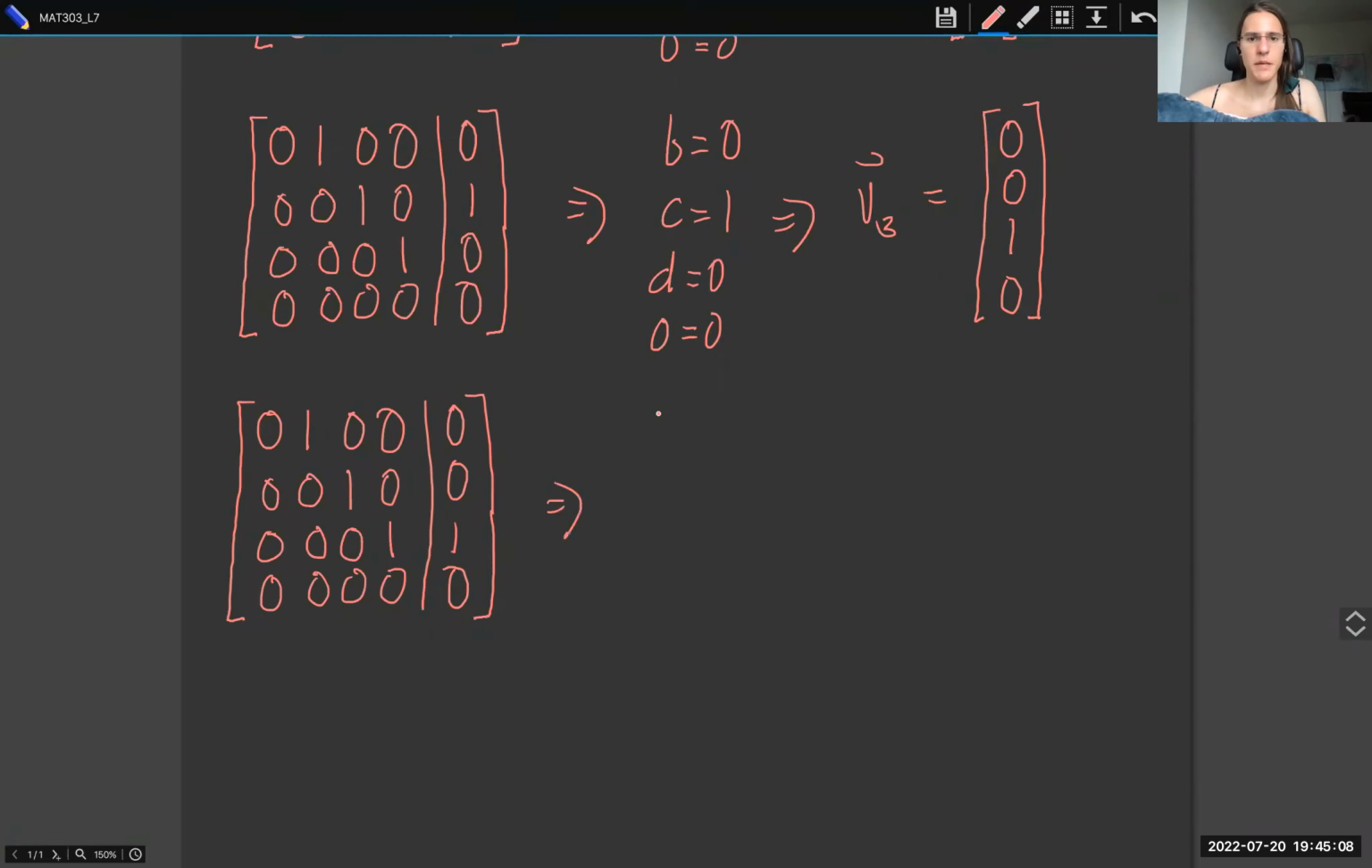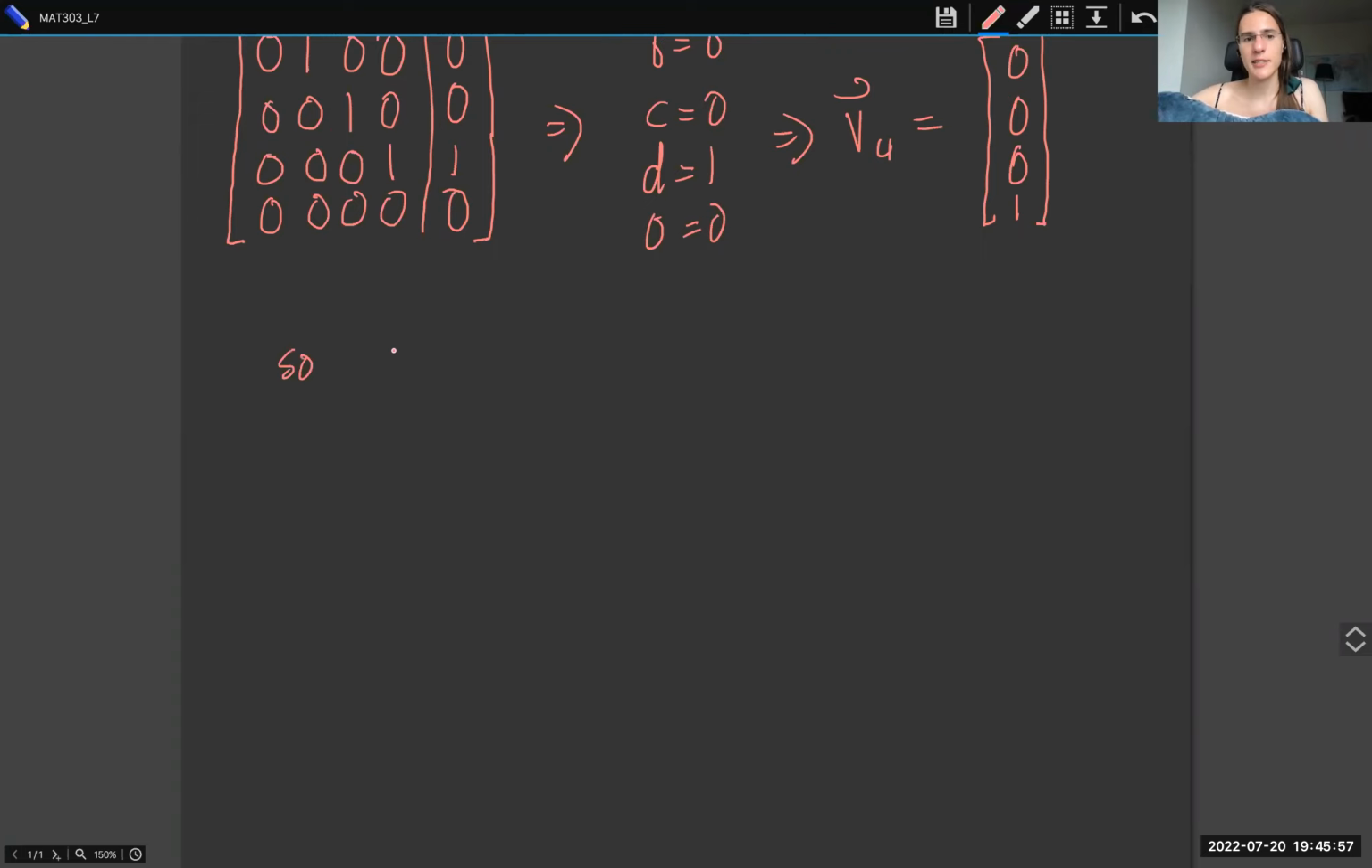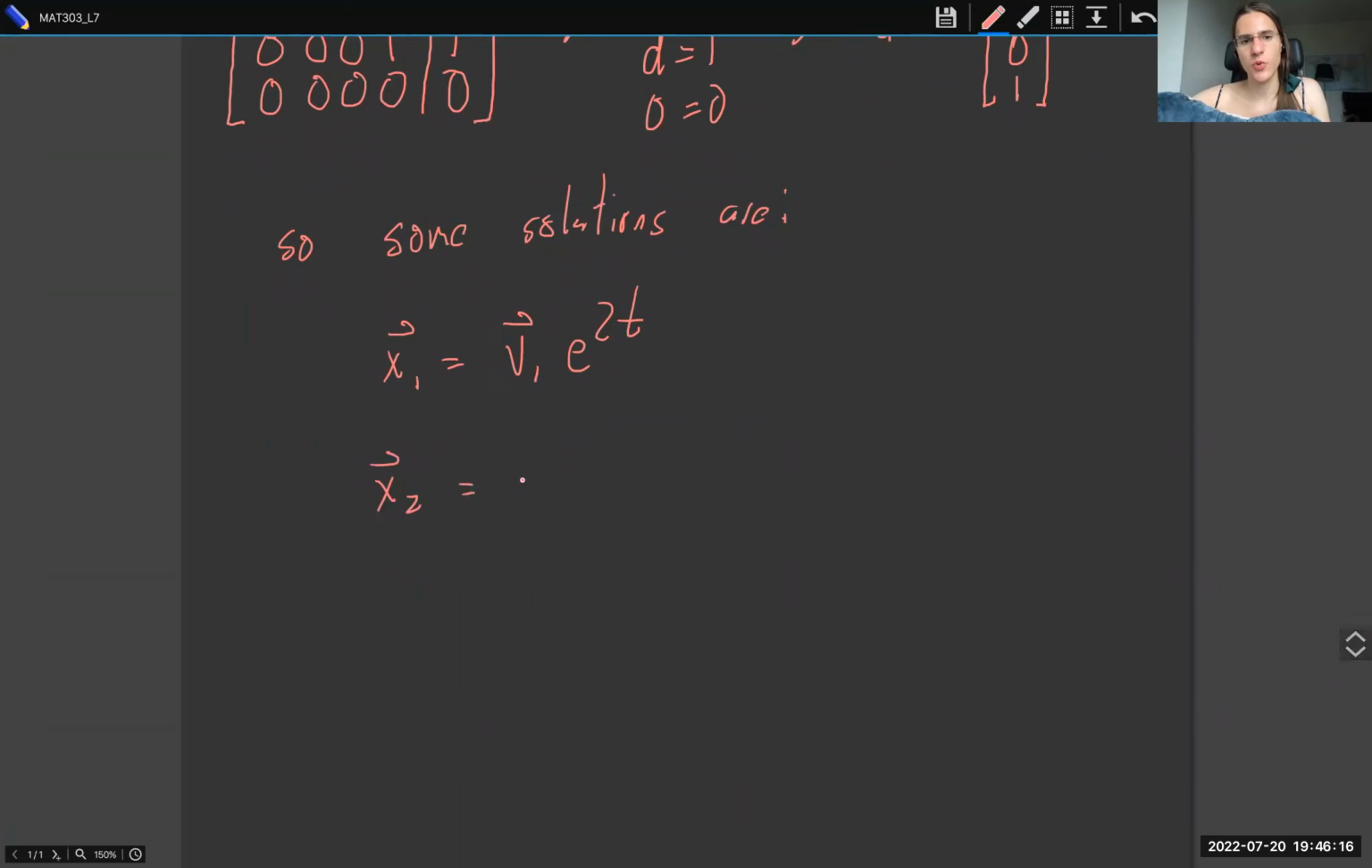Okay, so what does that tell us? So we know V1, V2, V3, and V4. So what are our solutions going to be? What are the ansatzes that are going to generate this sequence of things? Well, some solutions are x1 is equal to v1 e to the 2t. x2 is equal to (t v1 plus v2) e to the 2t.